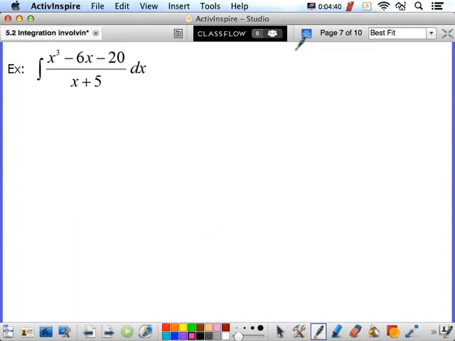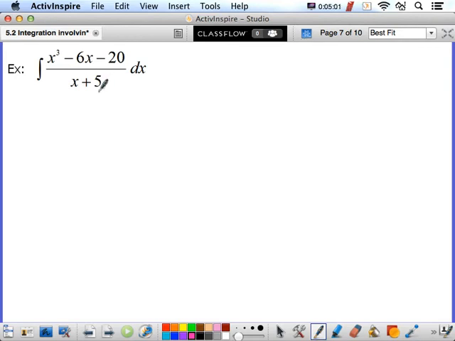So for this last example, we have the integral of x cubed minus 6x minus 20 divided by x plus 5. And because the power is higher on top than on bottom, remember that if they're equal or higher on top, you have to divide it out and split it into separate integrals. Because we're dividing by x plus 5, not x squared plus 5, we can use synthetic division. So let's review that real quick.